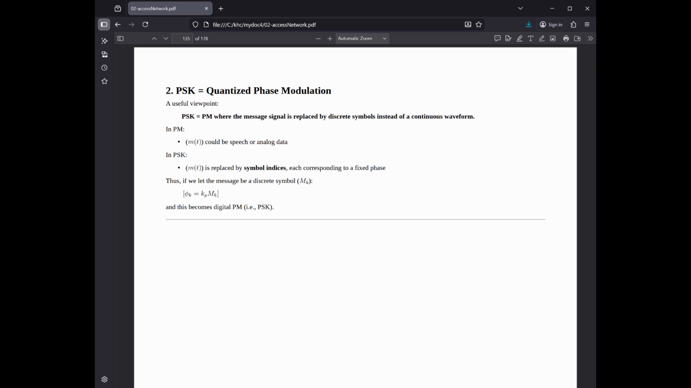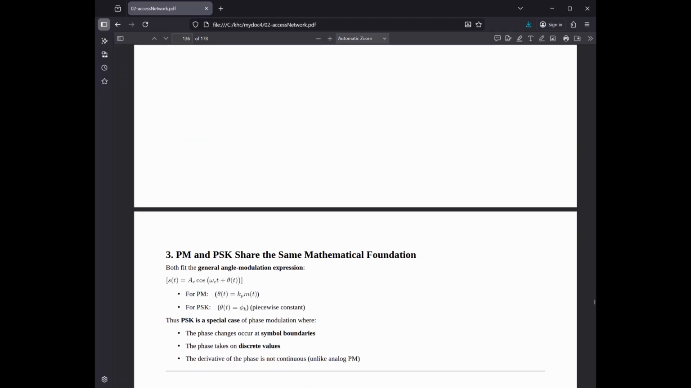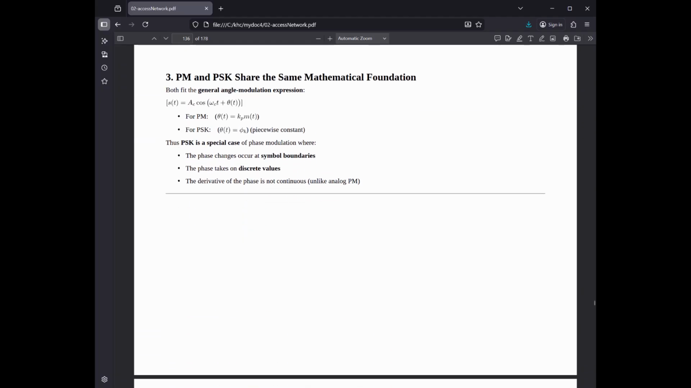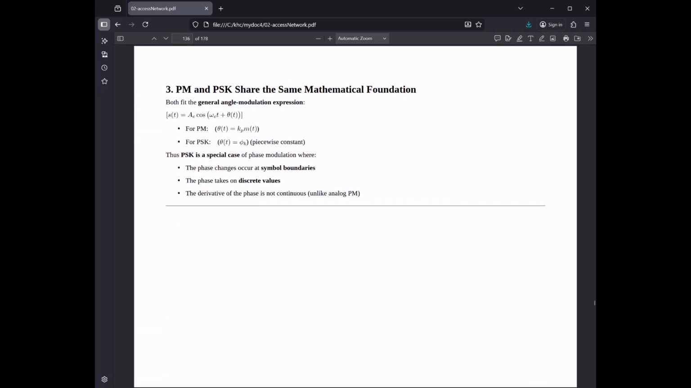QPSK, quadrature PSK. It uses 4 phases. Since there are 4 options, each shift can represent 2 bits at once: 00, 01, 10, 11, doubling the data rate. 8PSK and 16PSK use even more phases to pack more bits into every shift, though they become more sensitive to interference as the phases get closer together.